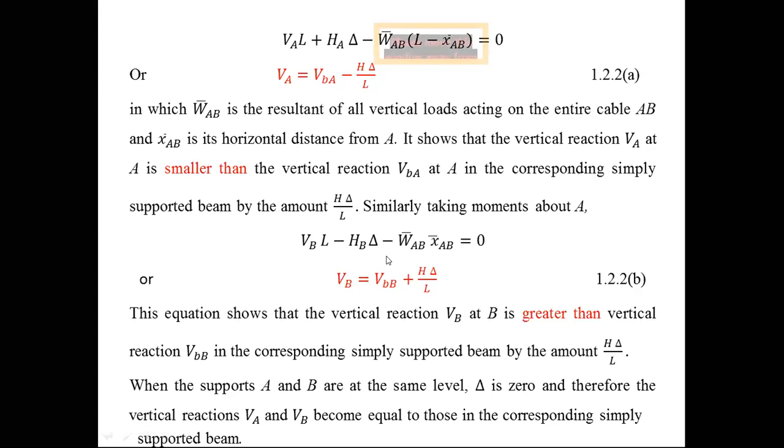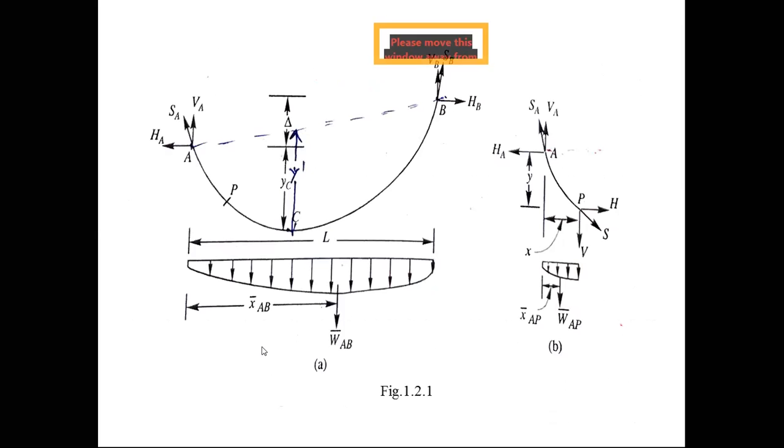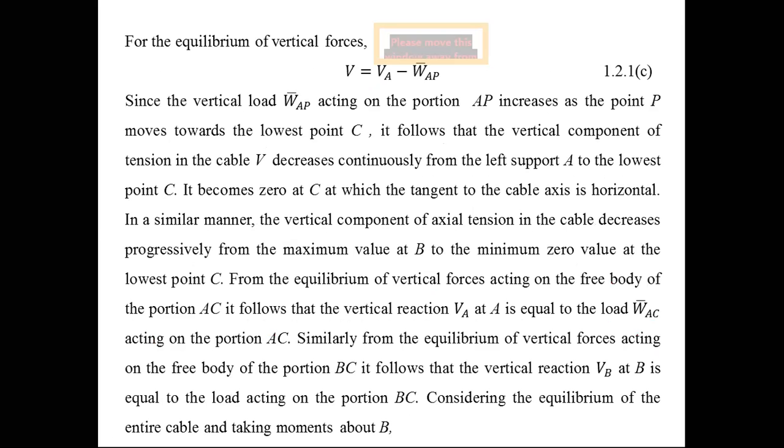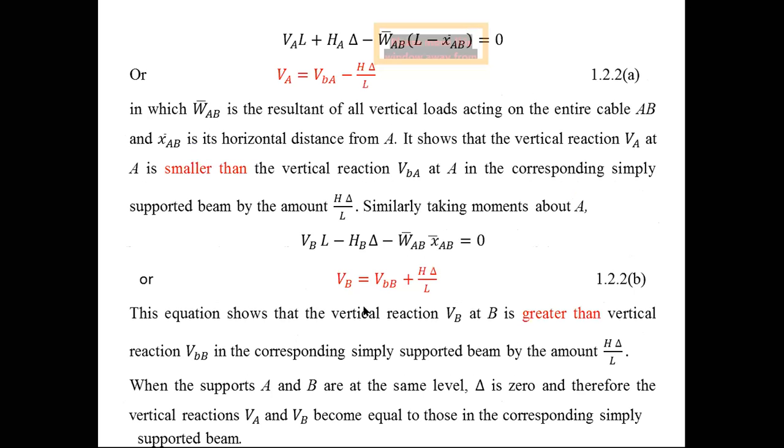When the resultant load, that means the resultant of the non-uniform load over the entire span, is located left of the mid span. Suppose this is the mid span, and this resultant load is acting left of the mid span, then only VBA is greater than VBB. Follow my cursor.